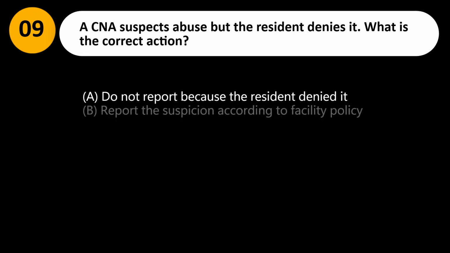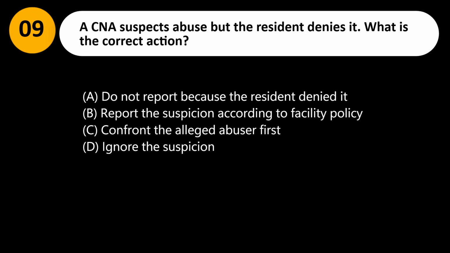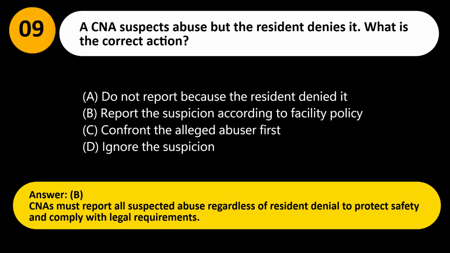A CNA suspects abuse but the resident denies it. What is the correct action? A. Do not report because the resident denied it. B. Report the suspicion according to facility policy. C. Confront the alleged abuser first. D. Ignore the suspicion. Answer: B.